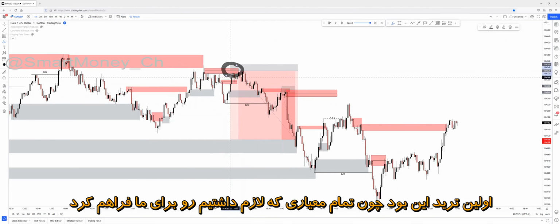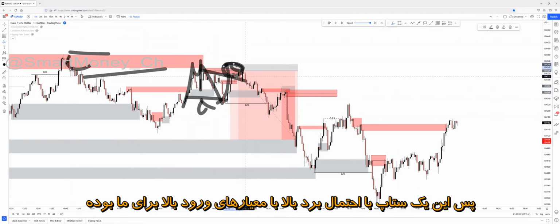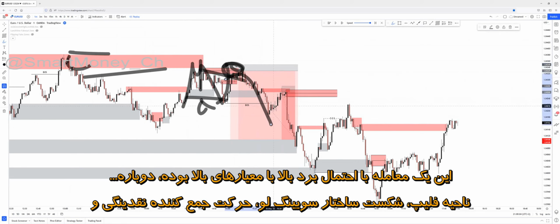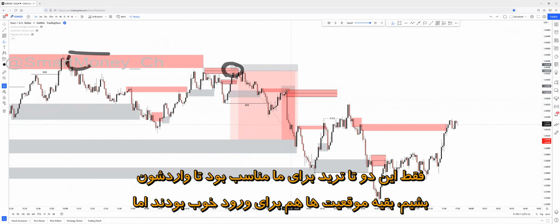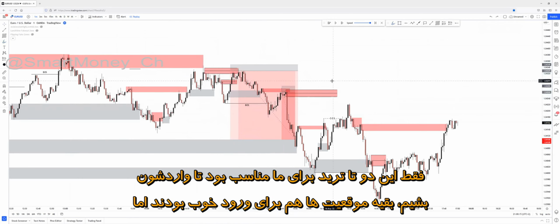The first trade was this one, because it had all the criteria we need: higher time frame tap, liquidity sweep, tap of the zone, V-shaped recovery, change of character, flip, liquidity build up for this zone. So this is a high probability setup with high criteria. This was another high probability setup with high criteria: flip zone also, breakout structure, swing breakout structure, liquidity sweep movement, etc. So only these two trades were good enough for us to take.